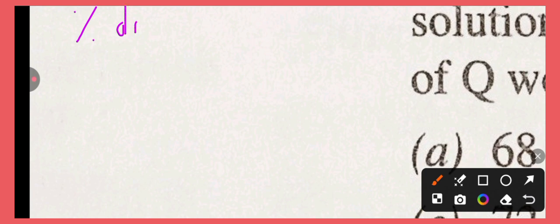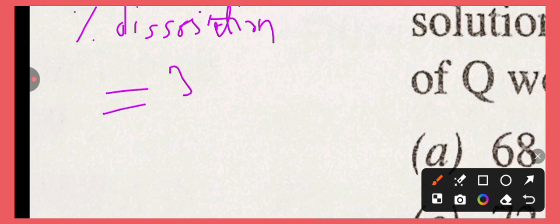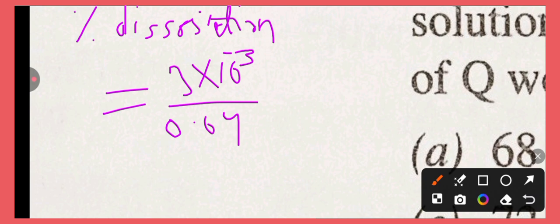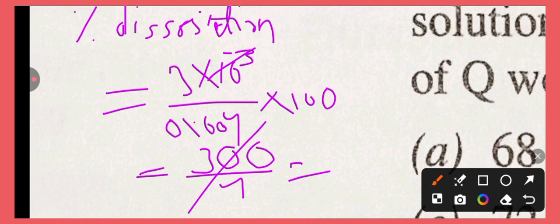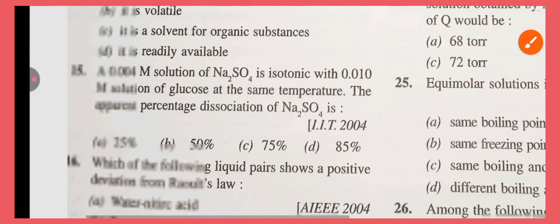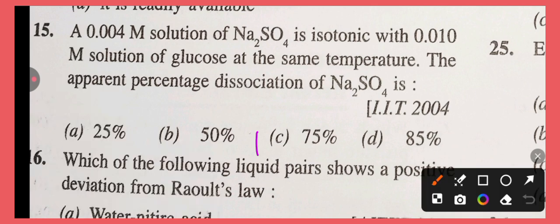Percentage of dissociation is 3 into 10 to power minus 3 divided by 0.004, into 100. Here 10 to power minus 3 will cancel, and 300 divided by 4 gives 75, so 75%. Let's check the options. Here our option C, 75%, is the correct answer. This question was asked in IIT 2004.